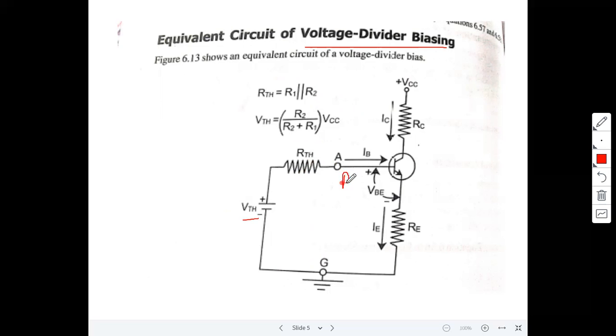This is the base, this node is the collector node, and this node is the emitter node. Here we have to take the output voltage with respect to ground. VThevenin is equal to VCC into R2 by R1 plus R2. RThevenin is equal to R1 parallel to R2. Here these are the current directions: IC current, IB current and IE current.